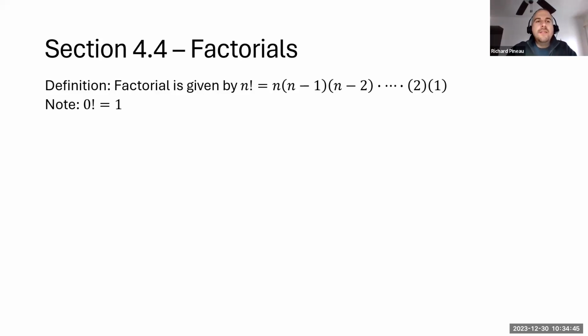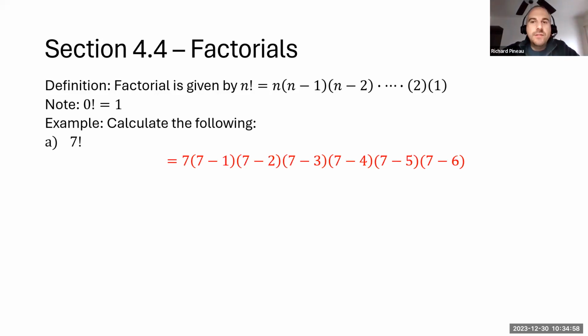First, please note that 0 factorial is equal to 1. You may see 0 factorial pop up. It is not equal to 0. It is equal to 1. So we accept that as a fact. So let's compute the following. What is 7 factorial? By the definition, you take 7 as the first factor, then we take n minus 1. n is 7, so 7 minus 1 times 7 minus 2 times 7 minus 3 times 7 minus 4, etc.